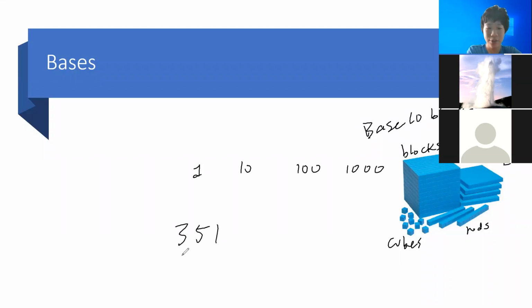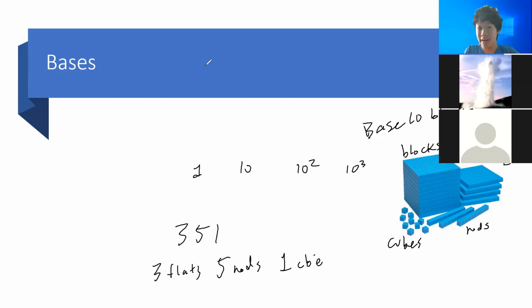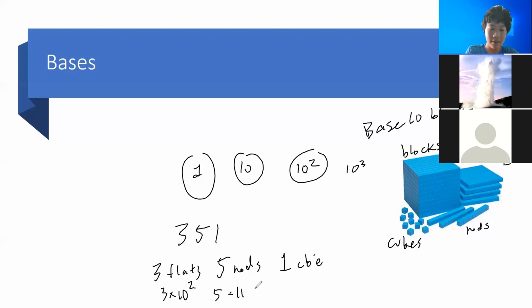If we were to have the number 351, we would have 3 flats, 5 rods, and 1 cube. Okay, so as you can see here, these are all powers of 10. 1, 10, 100 is 10 squared, and 1,000 is 10 cubed. All right, so this is the base format we use for all our daily math lives, right? 351 means 3 times 10 squared, 5 times 10, and 1 times 1. All right, so this is base 10. This is what we call base 10 because each of these values, we're multiplying by 10 to get to the new level.